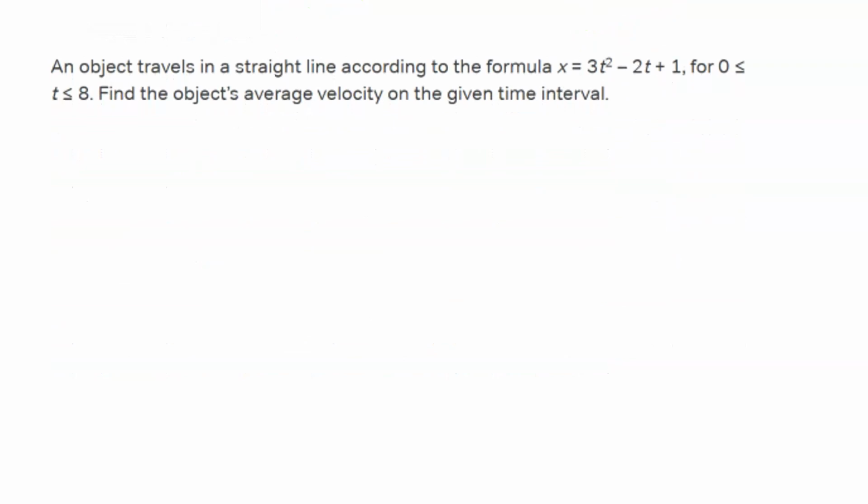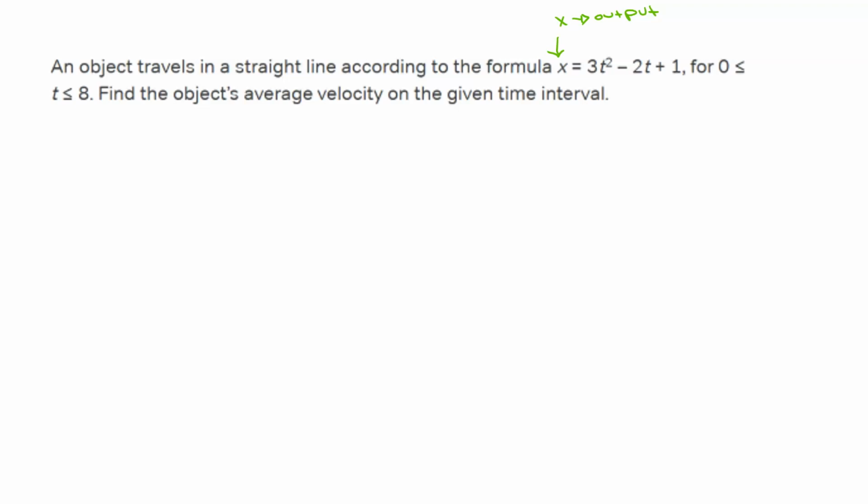All right, now we've got an application problem. So we've got an object that travels in a straight line according to the formula x equals 3t squared minus 2t plus 1 for the interval 0 to 8. Find the object's average velocity given that time. So an important thing to note here is x is not the input, x is actually our output. So if we're thinking in terms of x and y, x would be our output, or our y here. Our input is t. So that's kind of funky, and it might mess with our brains a little bit.